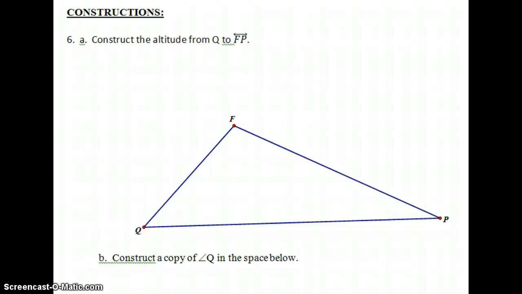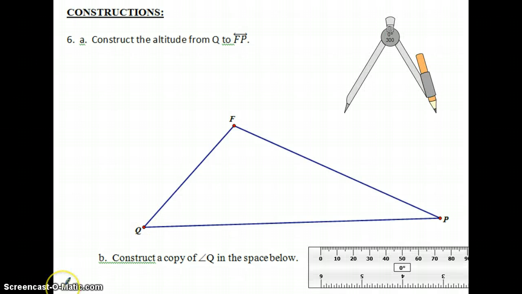Construct the altitude. Oh, I need altitude. I need construction tools. Alright, well there's my trusty tools, but then I just realized I've only got 40 seconds left in this video, and I'm not going to be able to do the whole thing. But, because it may be a while before I do the next video, I'll just talk you through it in the next 30 seconds. The way this is going to work is we're going from Q to FP, and that has to be an altitude.